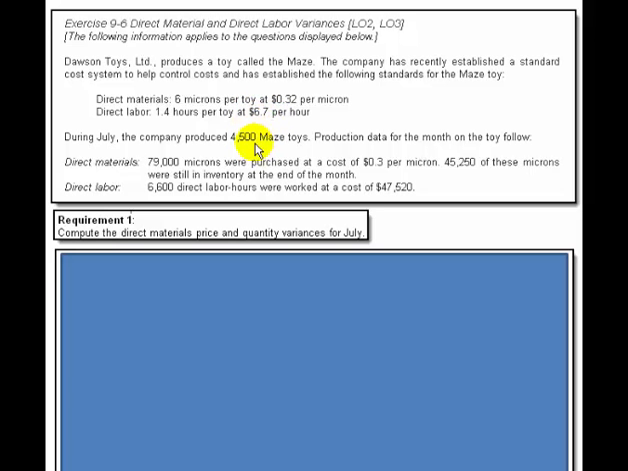Then during July, they made 4,500 mazes, and production data for the month were 79,000 microns were purchased at 0.3 per micron. 45,250 were still in inventory at the end of the month. And 6,600 direct labor hours were worked at a cost of $47,520. So let's take a look at requirement 1, which is to compute the direct material price and quantity variance for July.